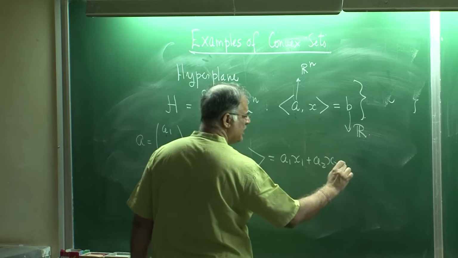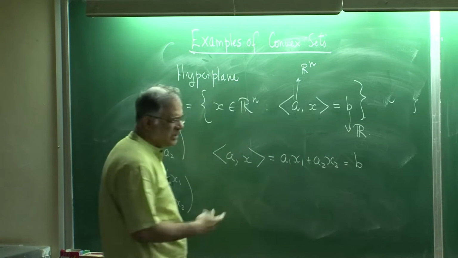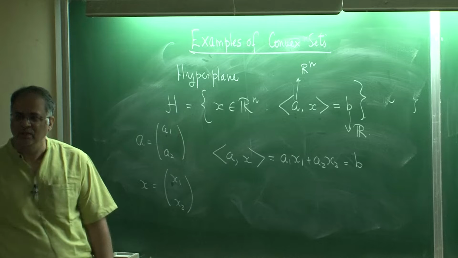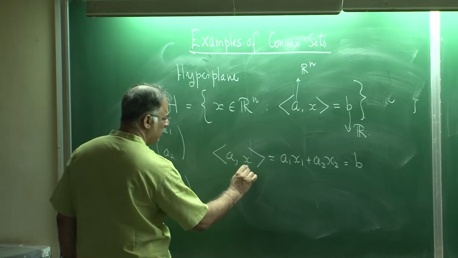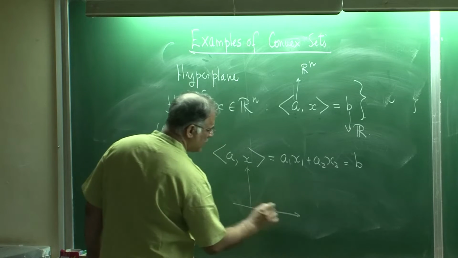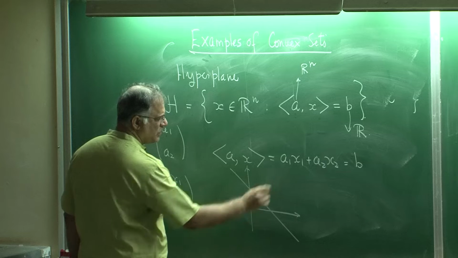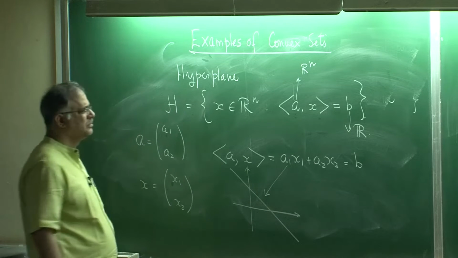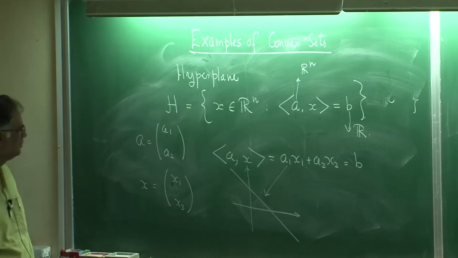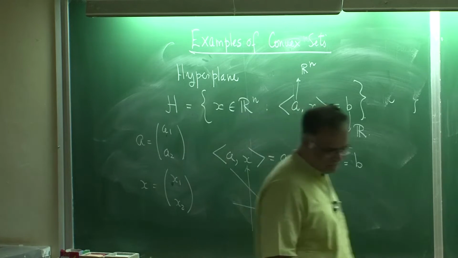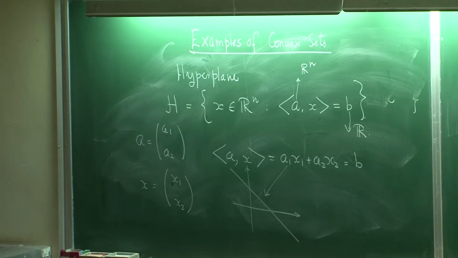And this equation means this is equal to B. So, what is this? This is an equation of a straight line. Those who remember their coordinate geometry would really understand that this is the equation of a straight line. But this hyperplane is a convex set, of course you can prove.